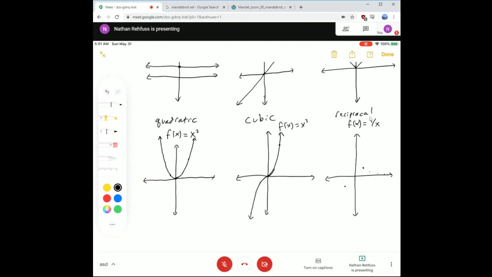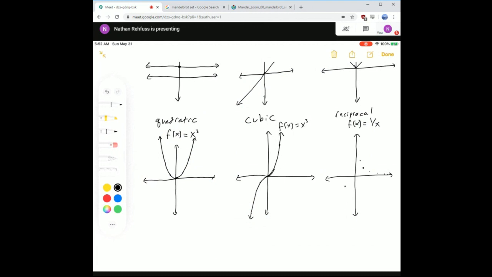Now check this out. 1 divided by 1/2, so this x value right here, is just the reciprocal of 1/2. It's 2. So I get a 2 here. 1 divided by 1/3 is 3. 1 divided by 1/4 is 4, and so on. So what I get is this weird swoosh shape.